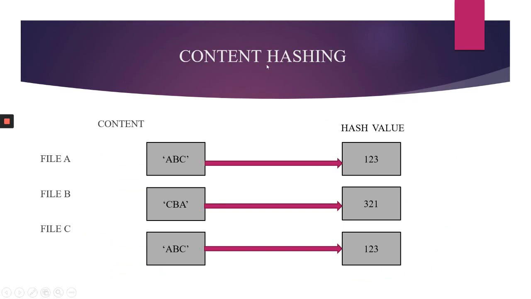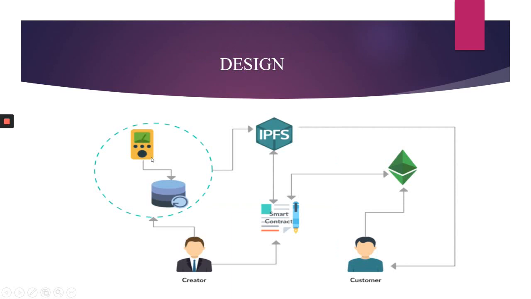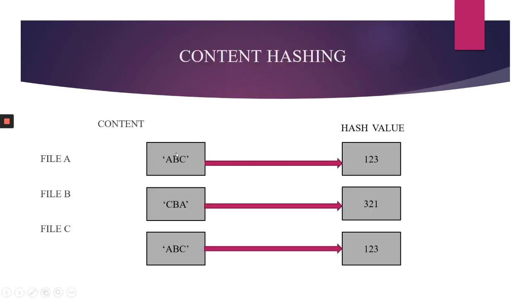This is our content hashing. File A has the content ABC, and after encryption into hashing values, the file is converted into 1 2 3. And this is file B, which is CBA, converted into 3 2 1. Different hashing values convert our files to secure and encrypt our information in that system.